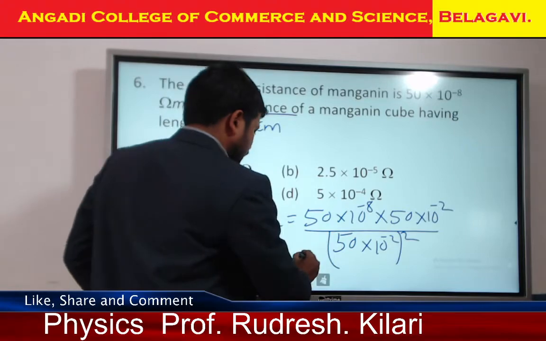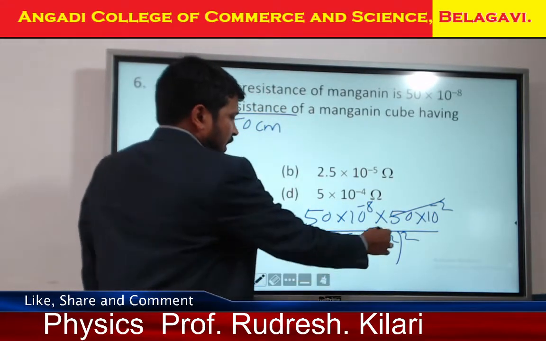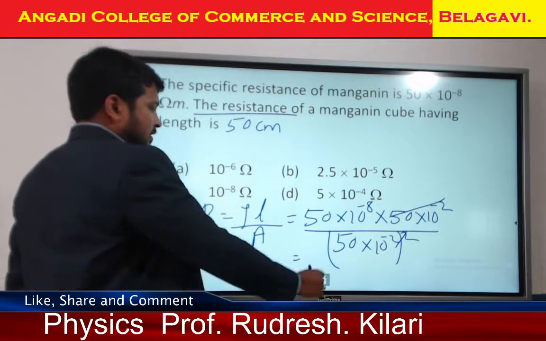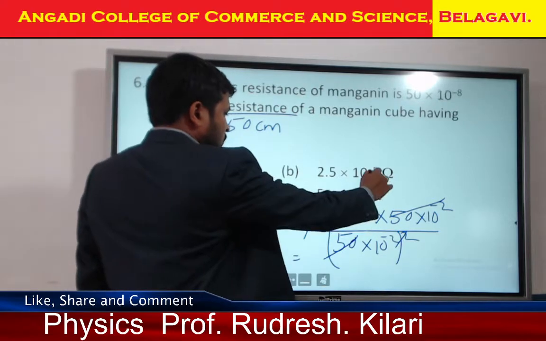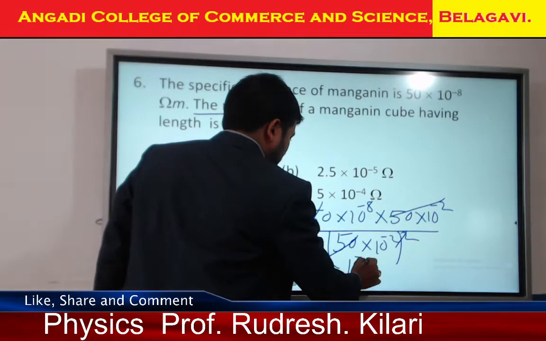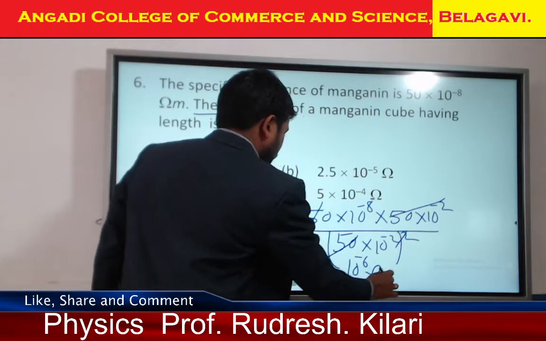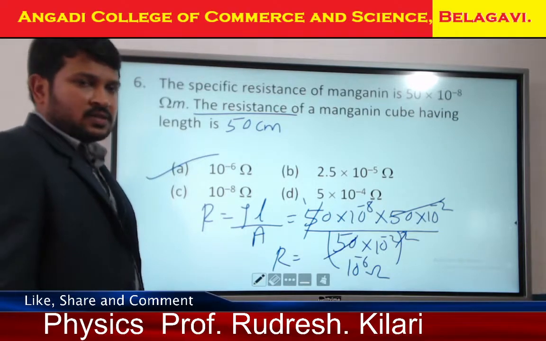Simplify this one. Here the 50s get cancelled. The 10 raised to minus 2 goes up and becomes plus 2; here it is 10 raised to minus 6. What is the answer, students? R equals 10 raised to minus 6.